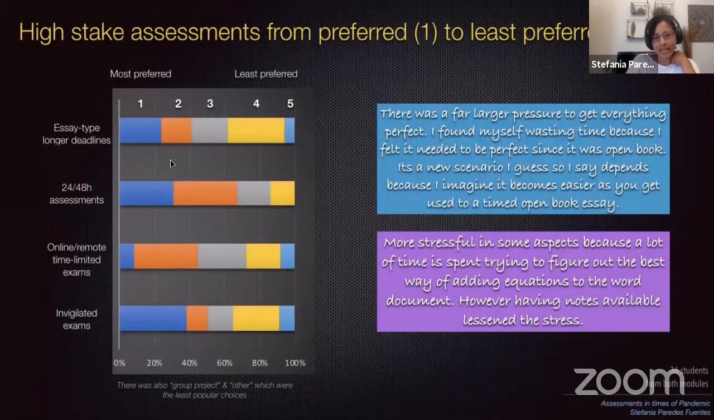What my university did is that they moved a lot of these invigilated exams into what they call time-limited online exams. So the students had 2 or 3 hours to finish the exam from when they accessed the exam. So I think that was very stressful. I opted out of that and I gave students 24 or 48 hours to finish. From when I released the exam, they have 24 or 48 hours to finish.